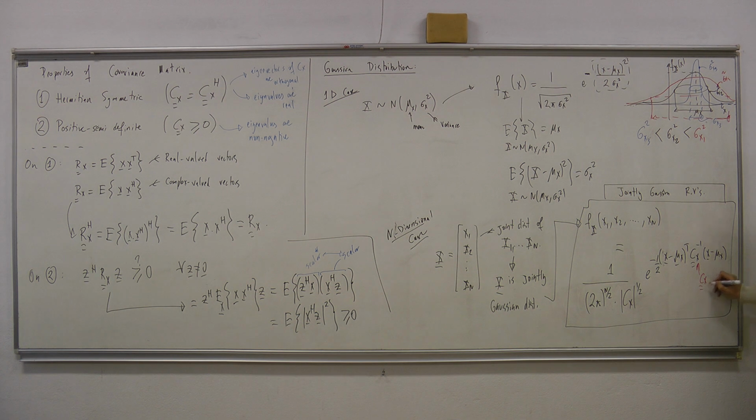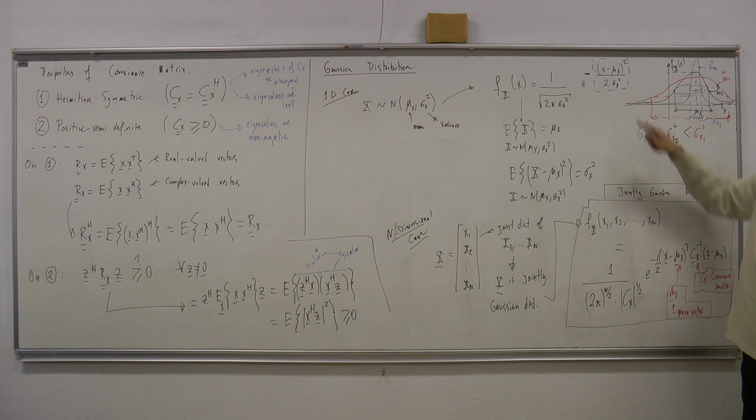Cx. What is the Cx? This is the covariance matrix that we have previously defined. How about this mu x? So this is the mean vector. Okay? Covariance matrix. Now, if this vector is 1 by 1, or it's just one entry, okay, then this is x minus the mean value. Okay.